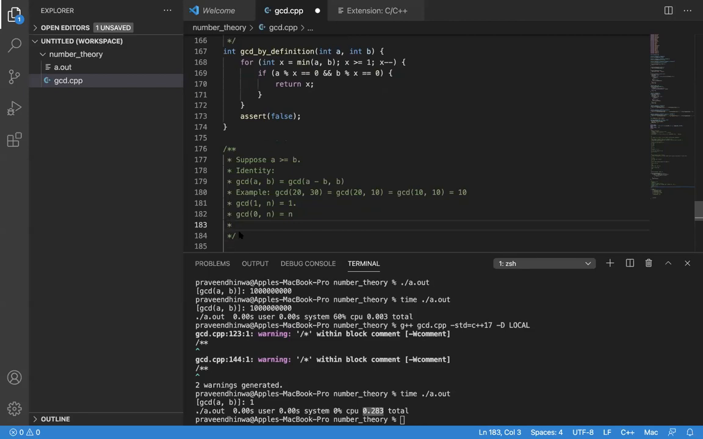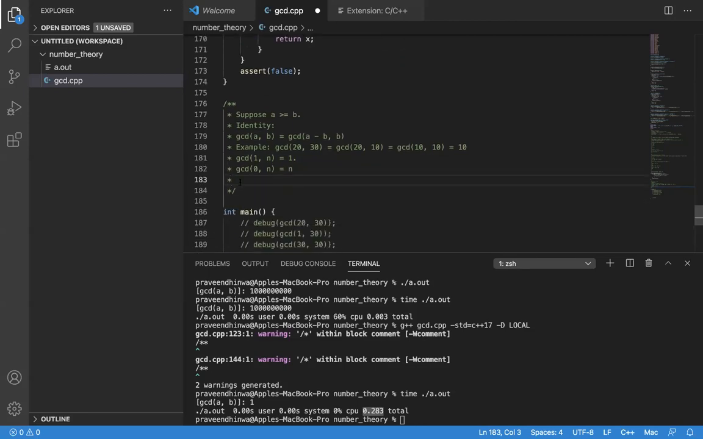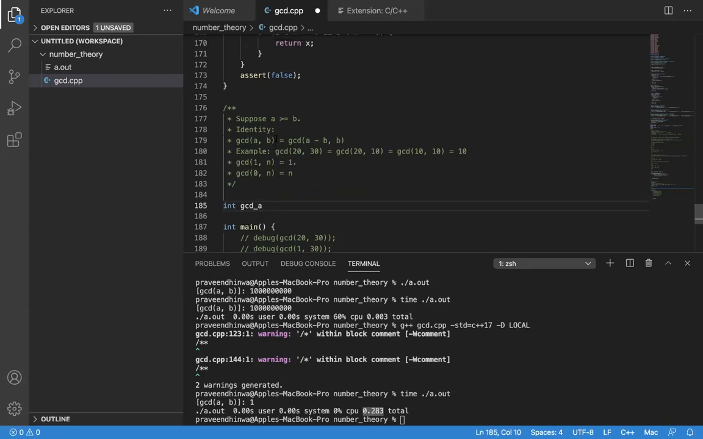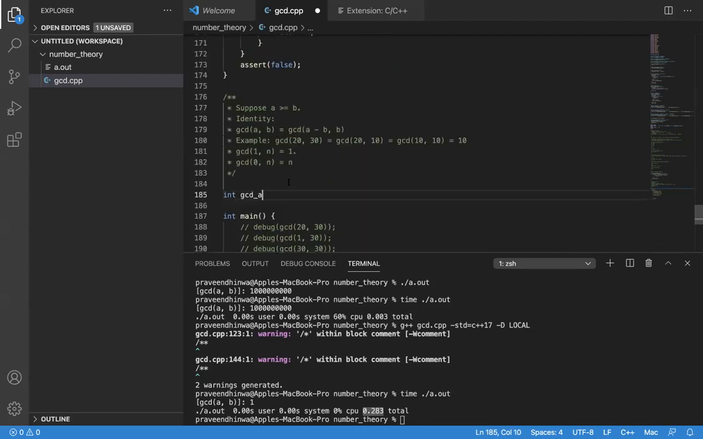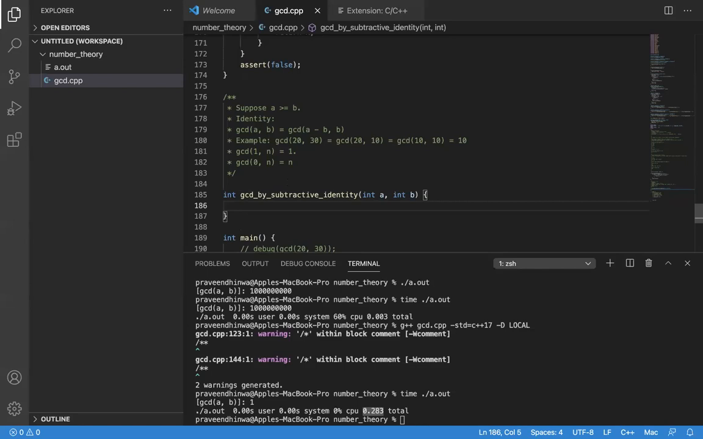So using this identity, we can write another code and get the GCD. Let's say GCD, what do we give it as a name? By subtractive identity, let's say subtractive. And here I pass two numbers, a comma b. You can implement this recursively or iteratively as well. So let's try implementing it recursively.